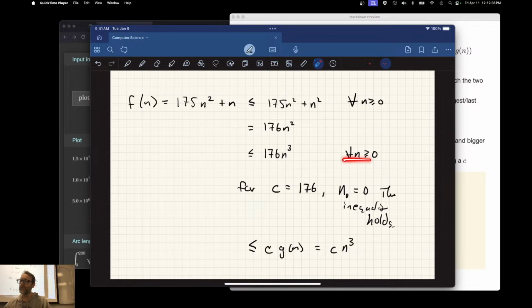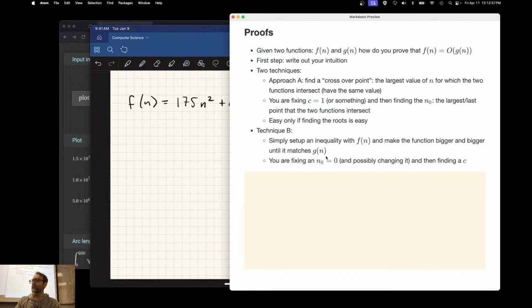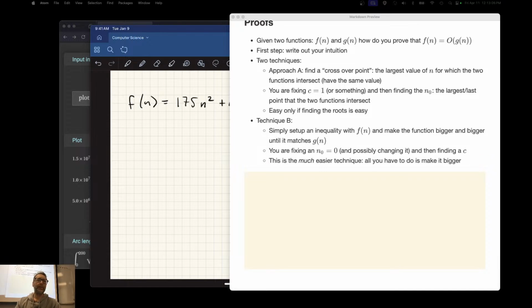As long as you are stating that it holds for all n greater than or equal to 0. You certainly don't want to do that for logarithms because logarithms are not defined for 0, right? You don't want to do it for things where it's negative, because then it's not true. That's technique B: you're setting up an inequality and making it bigger and bigger and bigger. This is much easier, right? Because all you have to do is make it big.